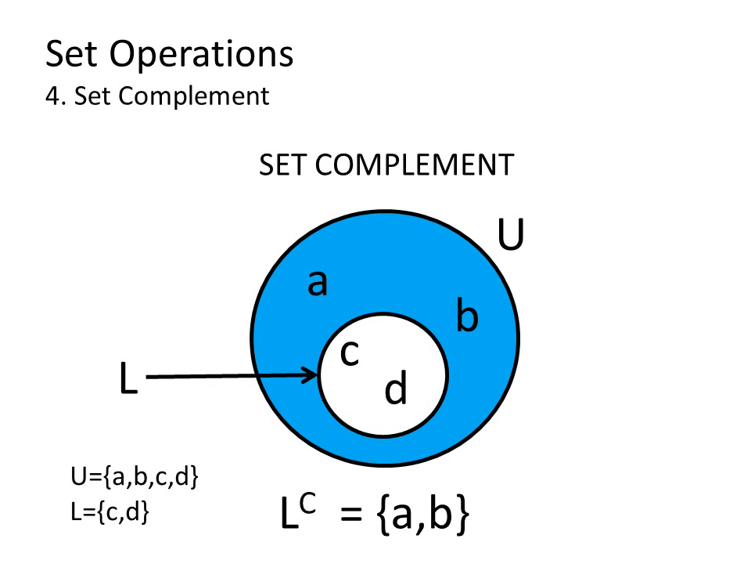In order to define the next operation, which is the complement building of a set, you must have first of all a reference set called the universe. If the set L is a subset of the universe U, then the complement of L relative to the universe U is the set consisting of all the elements of U which are not elements of L. In our case, if U is equal to {A, B, C, D} and L is equal to {C, D}, then L complement would be the set {A, B}.